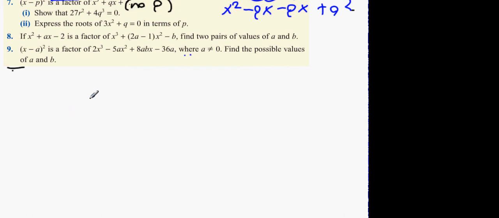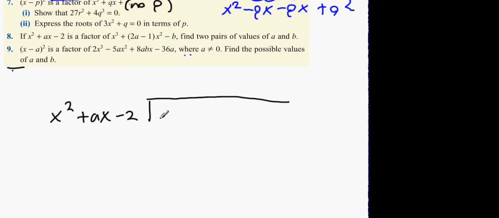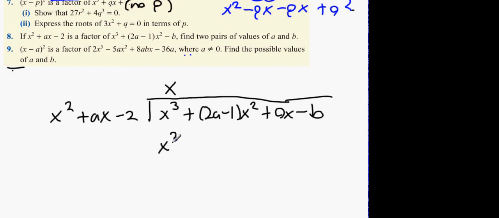This is a factor of this one here. So what we need to do is we put in x squared plus ax minus 2, brackets, x cubed plus 2a minus 1 x squared plus 0x. We're missing the x part, minus b. We now start dividing them. The first one goes in x times, you get x cubed. Then we get ax squared. Then x times 2 is minus 2x.